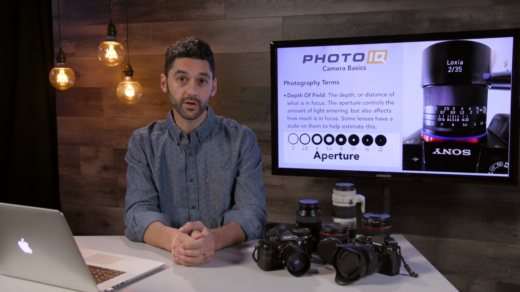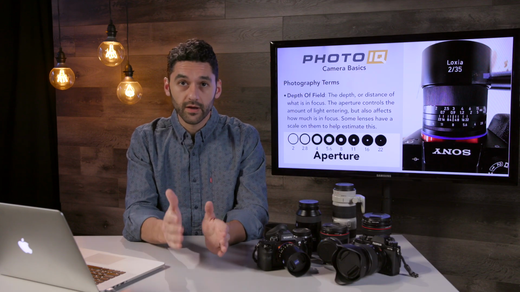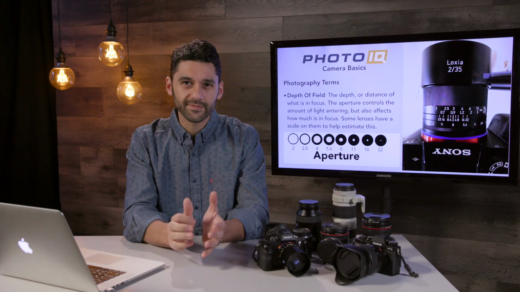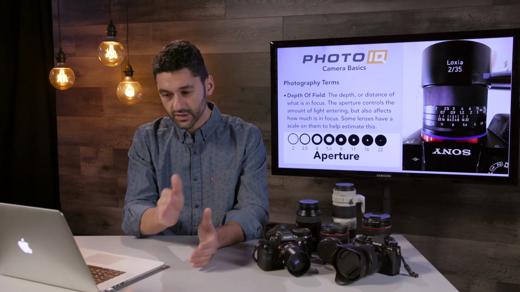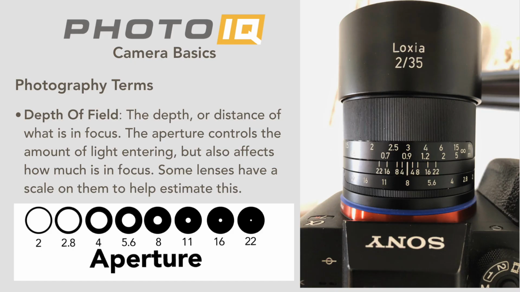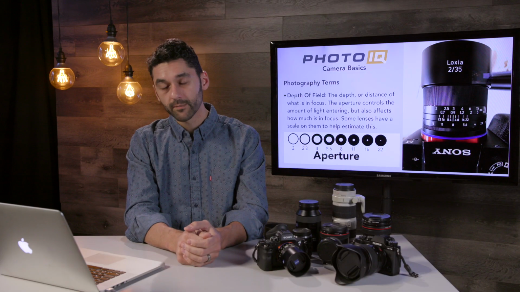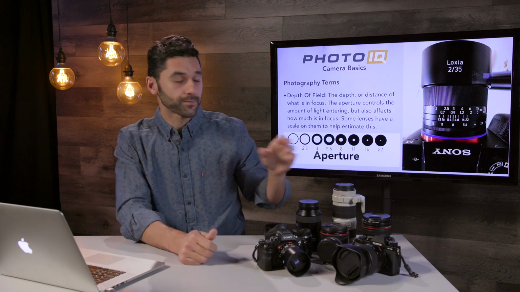Now some more terms for you. Depth of field. I've talked about this many times, and I think just by the words you might be able to guess what that might mean, but specifically here, it's the depth or distance of what is in focus. The aperture controls the amount of light entering, but also affects how much is in focus. Some lenses have a scale on them to help estimate this. Now I have a visual example I'm going to show you in just a moment, but let's look at the diagram that we have here.